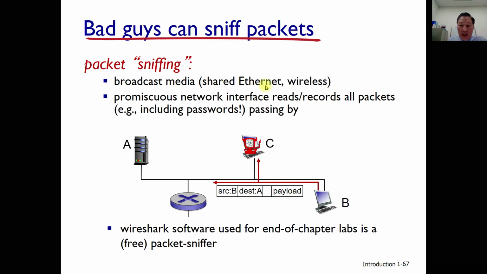Broadcast media, usually Ethernet, shared Ethernet, and wireless Wi-Fi, use a broadcasting scheme, and with a promiscuous network interface, all kinds of traffic can be detected, read, and recorded, even passwords that are passing by. And the Wireshark software is a kind of packet sniffer, used to learn protocols in more detail for a good purpose.